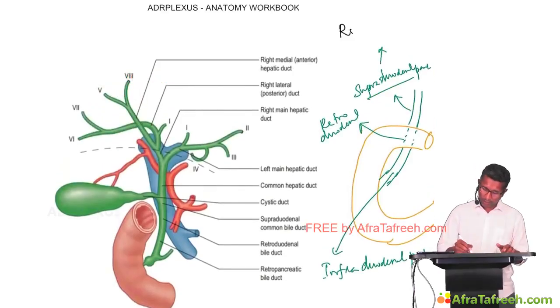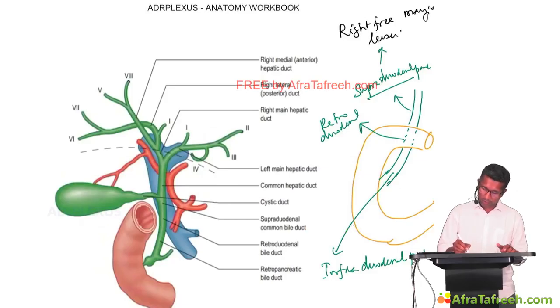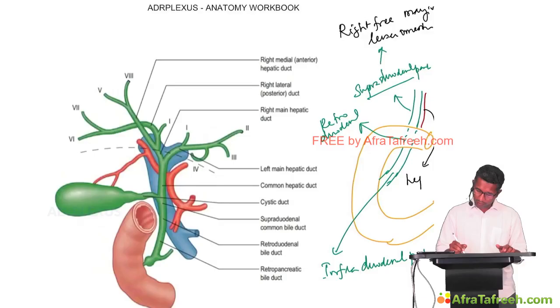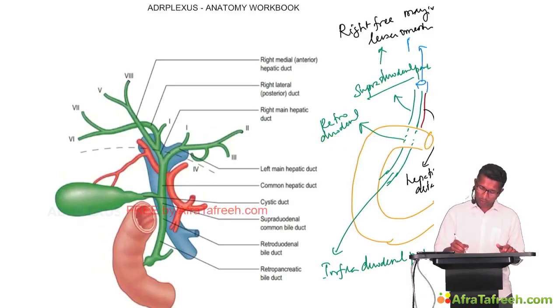One important thing about the supraduodenal part is that it is seen in the right free margin of the lesser omentum. Along with that, an artery is running here, that artery which you see here is the hepatic artery, the proper hepatic artery, and behind you get a vein running here, and that vein is called the portal vein.